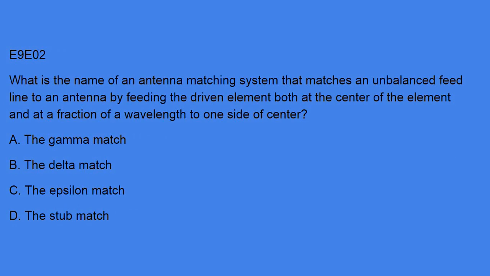E9E02, what is the name of the antenna matching system that matches an unbalanced feed line to an antenna by feeding the driven element both at the center of the element and at a fraction of a wavelength to one side of center? The gamma match.